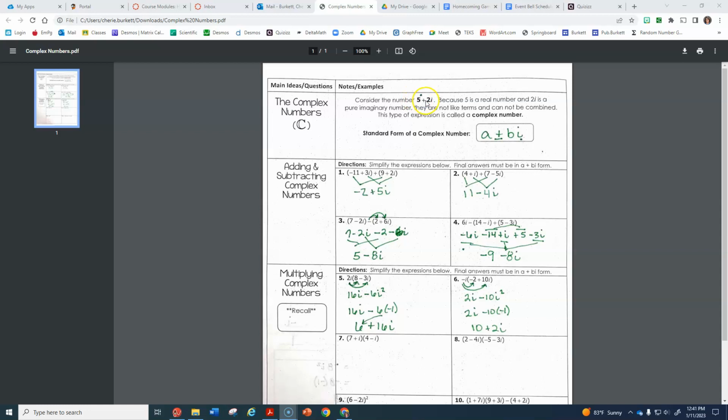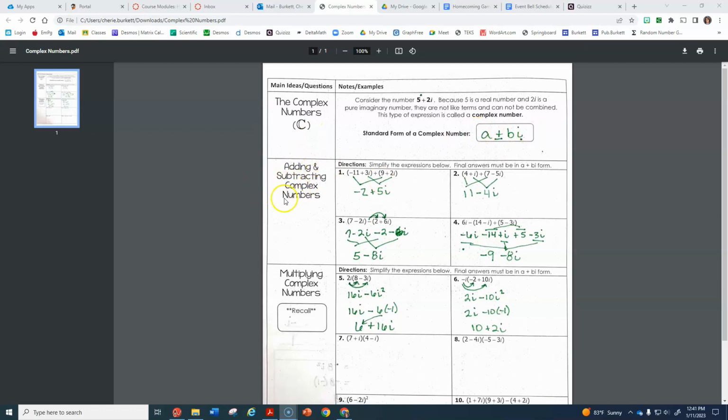So this is an example: 5 plus 2i. 5 is the real part. The 2i is the imaginary part. And the imaginary part could be either positive or negative. The imaginary part might be negative as well. And then that's how you write it.